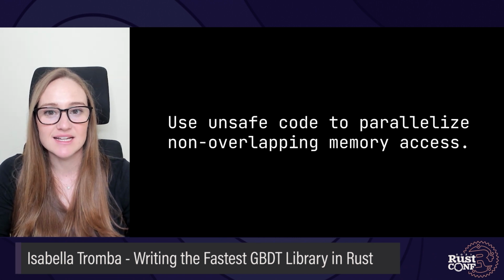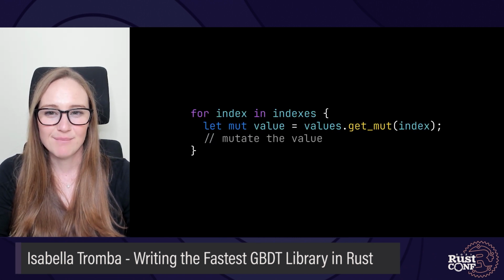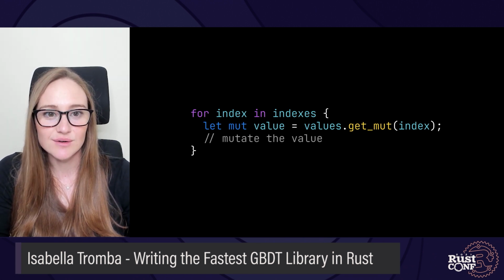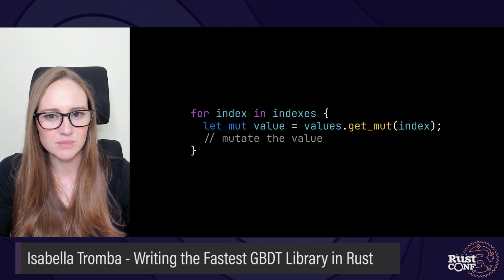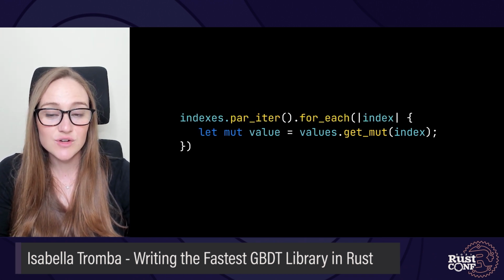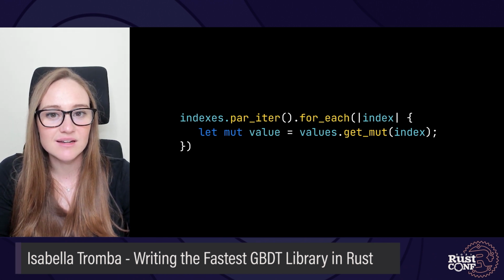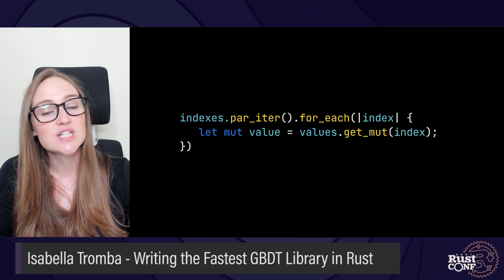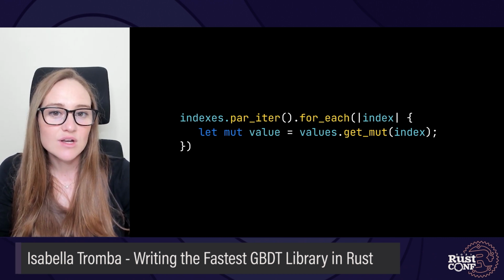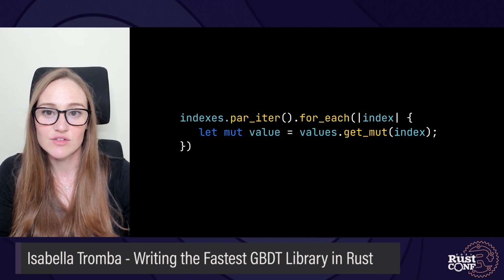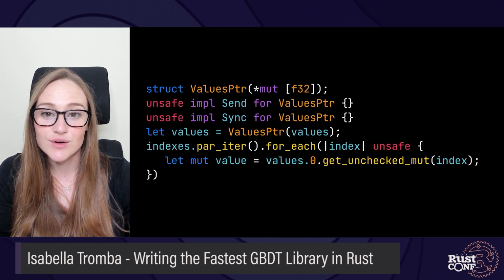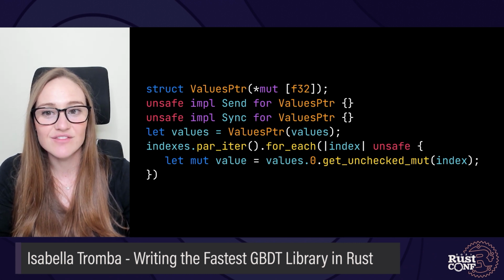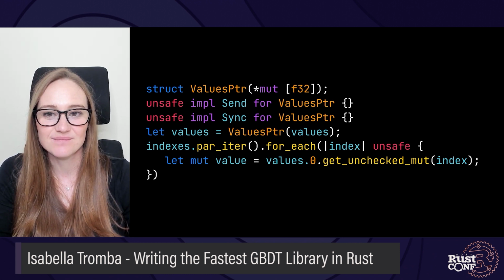Finally, we parallelize that section of code. But is it even possible to parallelize? At first glance, it seems like the answer is no, because we're accessing the values array mutably in the body of the loop. If we try it, the compiler will give us an error indicating overlapping borrows. However, the indexes array is a permutation of the values 0 to n, so we know that the access to the values array is never overlapping. We can parallelize our code using unsafe Rust, wrapping a pointer to the values in a struct and unsafely marking it as Send and Sync.